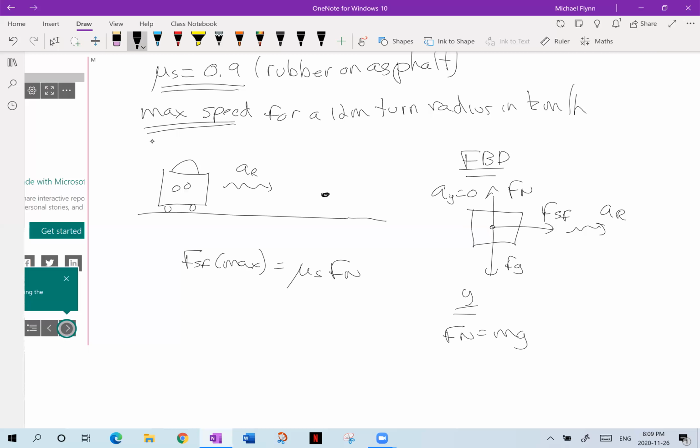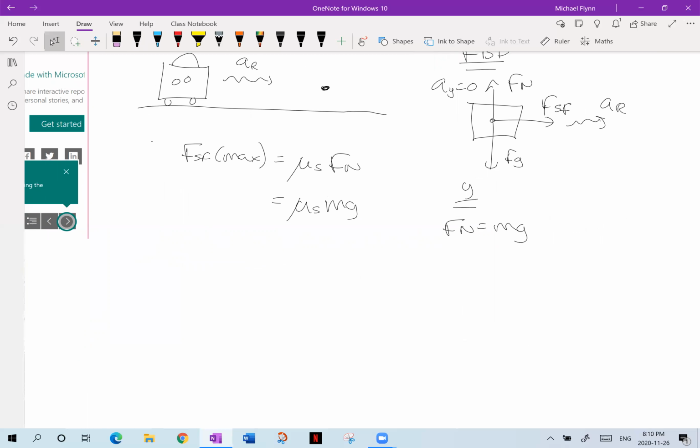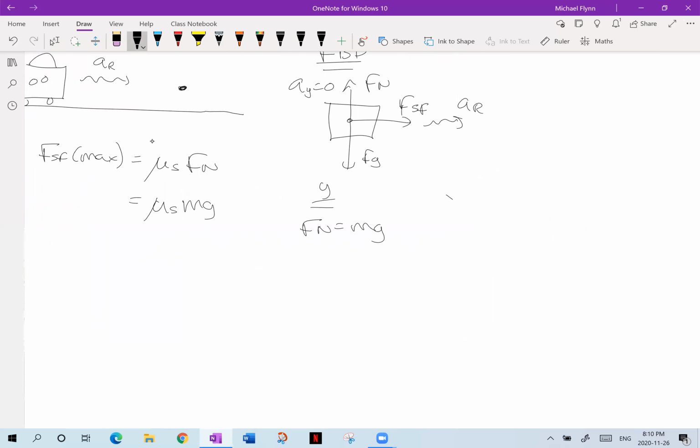Okay, so now I'll just go ahead and write mu s mg. Okay, now I'm going to leave it like that. The reason why I'm leaving it like that is because I know mu s and I know g, but I don't know m. So I'm just going to leave it like that for now. And now let's look at the x components on our free body diagram. The x component, there's only one force. The net force equals the force of static friction, right? Okay, so now I go m a r equals the force of static friction, which I'm going to substitute mu s mg like that. Goodbye mass. It's funny how often it cancels out, eh?